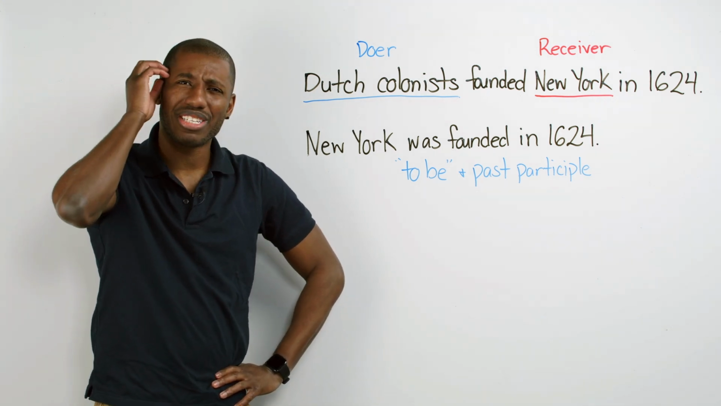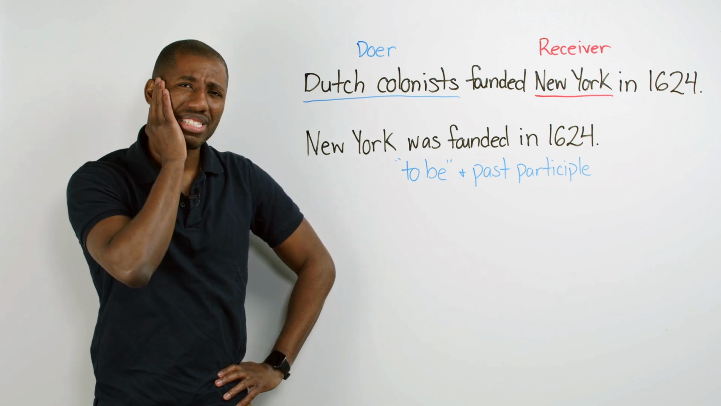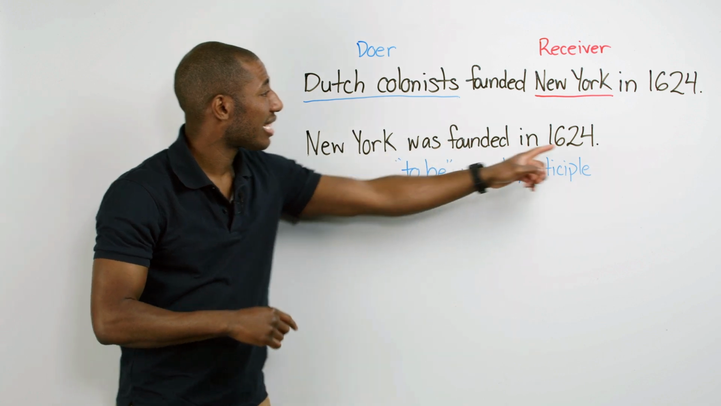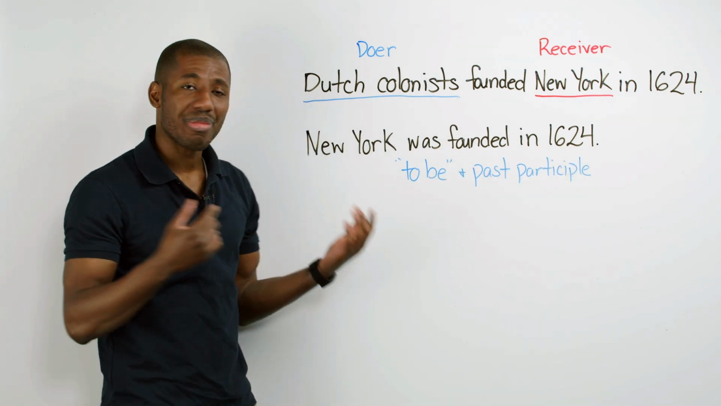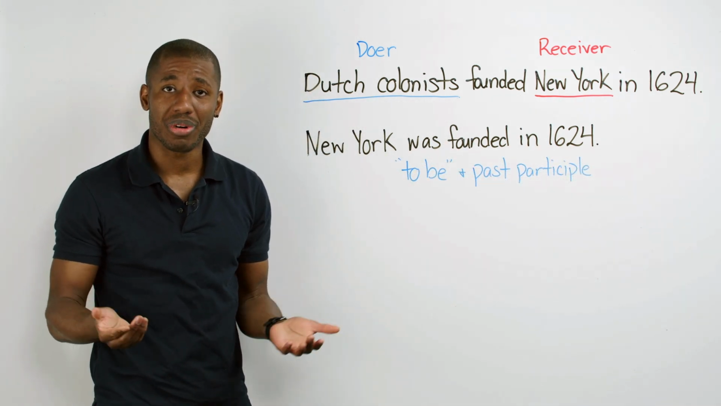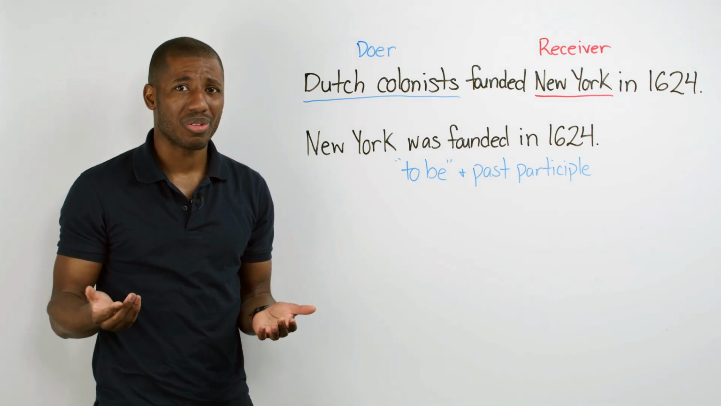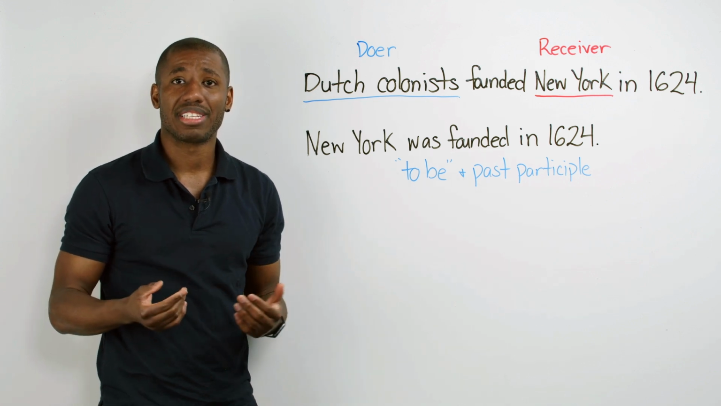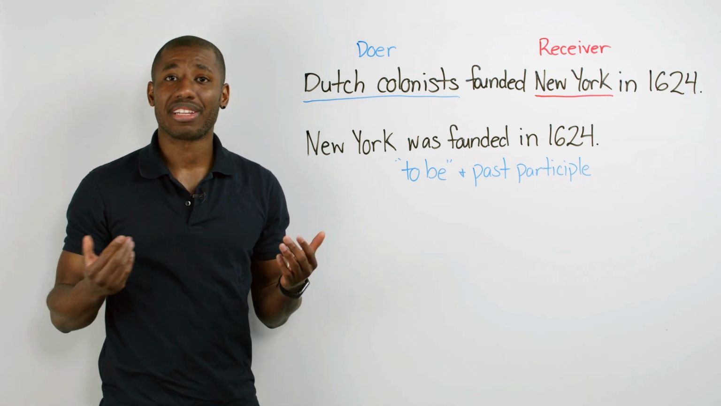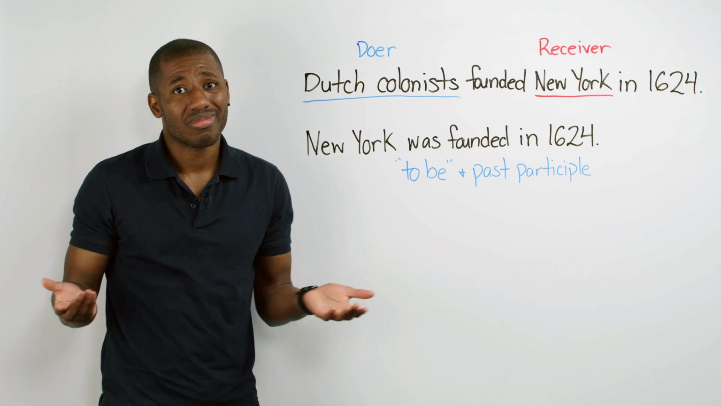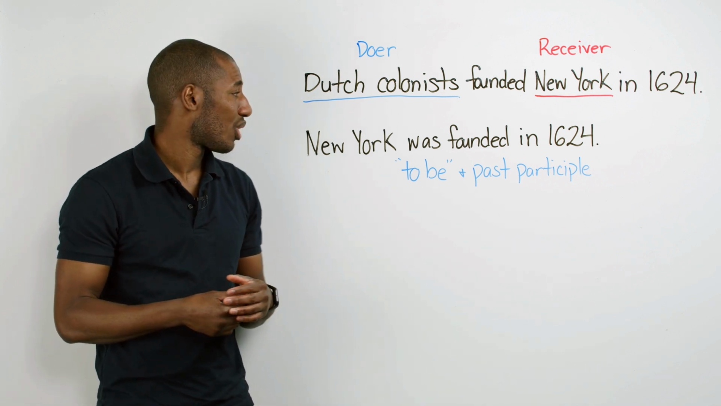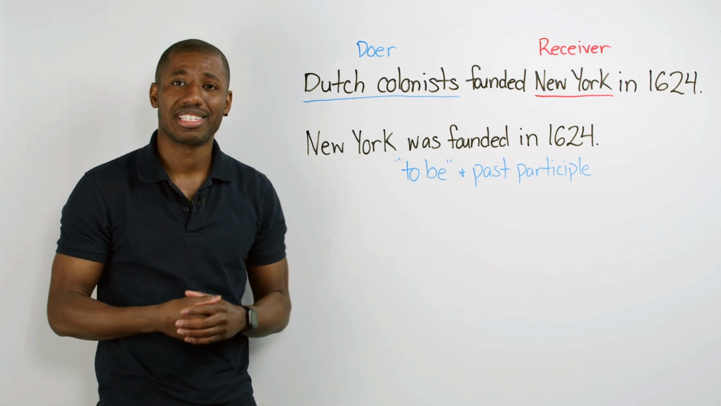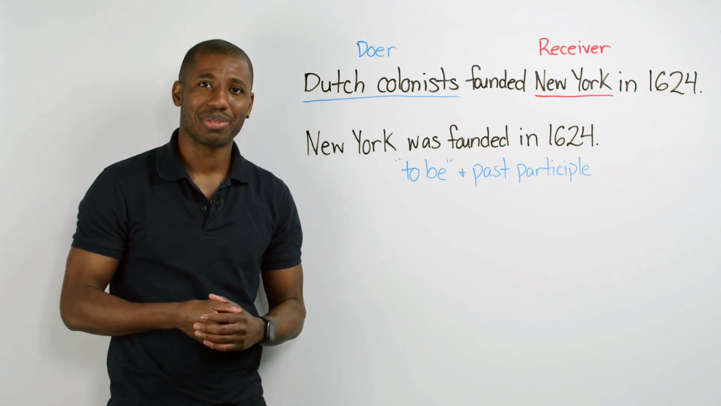I can swear something is missing though. What am I missing from this? By the Dutch colonists. We don't mention the Dutch colonist here, which is our doer. Why don't we mention the doer? As I mentioned in previous videos, sometimes when you write sentences in the passive voice, you leave out the doer because the information is unnecessary. Also, we're focusing on New York. So again, there's no reason to mention the Dutch colonists here. Let's move on to some more examples.